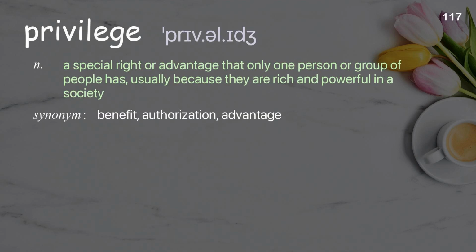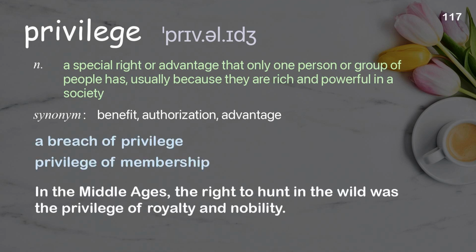Privilege. A special right or advantage that only one person or group of people has, usually because they are rich and powerful in a society. Examples: A breach of privilege. Privilege of membership. In the Middle Ages, the right to hunt in the wild was the privilege of royalty and nobility.